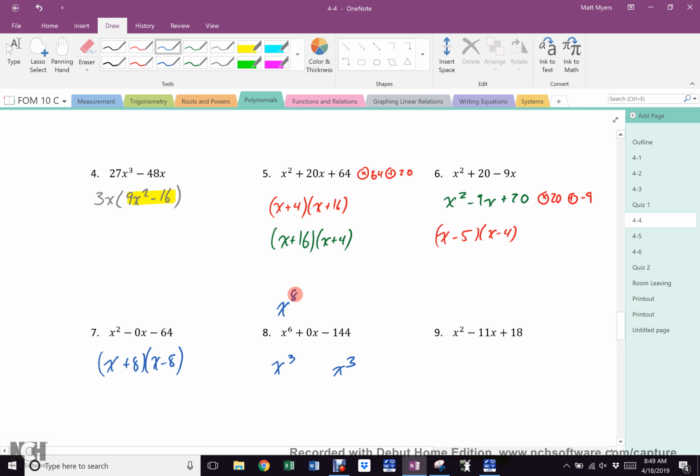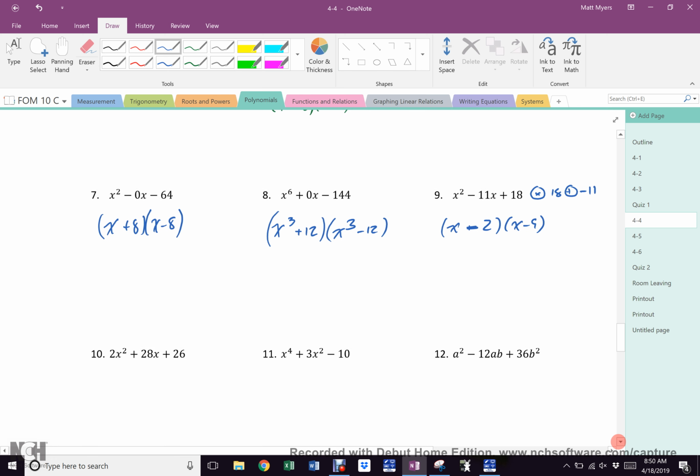Everybody understand? So if this was x to the 7th plus 0x minus 144x, and I brought out an x, then I could do it. And what is it? Plus 12, minus 12. Multiply to 18, add to negative 11. What is it? X minus 2, x minus 9.